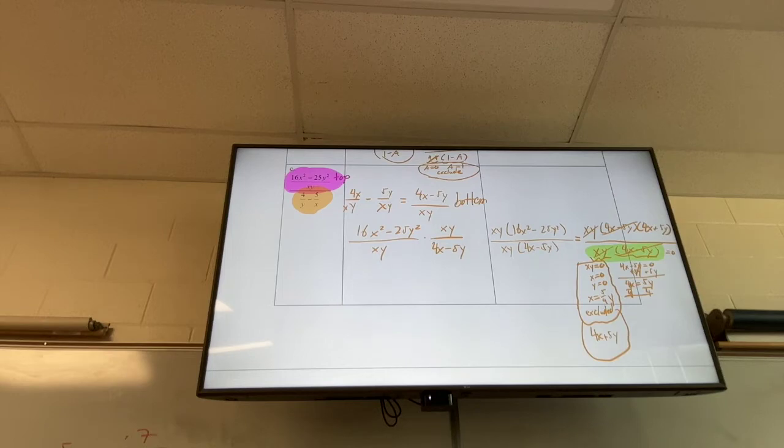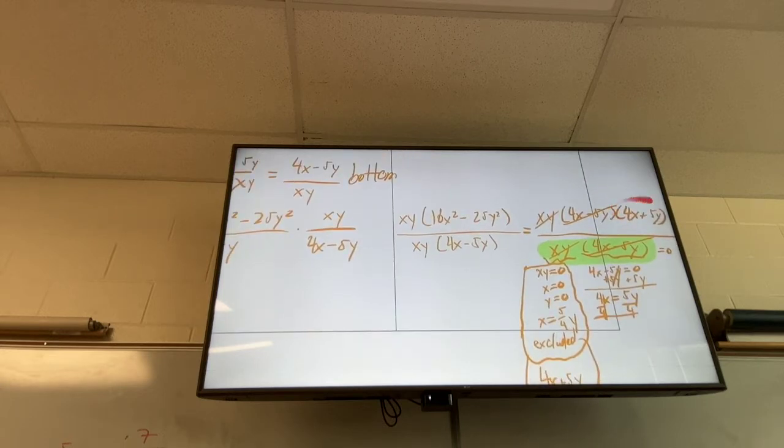So right where that is, how would you do it? 4x plus 5y. So this can factor. And that factors into this product, 4x minus 5y. Yeah, it's a difference of squares. Okay, we good?